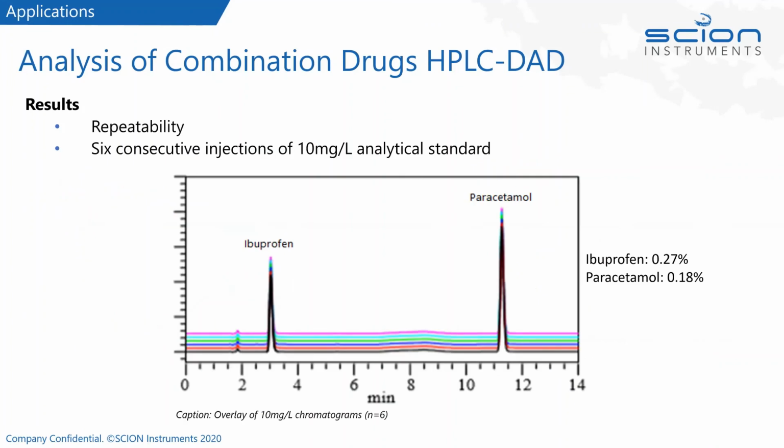In terms of repeatability data, we did do 6 consecutive injections of a 10 milligram per litre analytical standard containing both. The retention time stability was 0.06% for ibuprofen and 0.04% for the paracetamol. The peak area variability was 0.2% for ibuprofen and 0.18% for paracetamol.